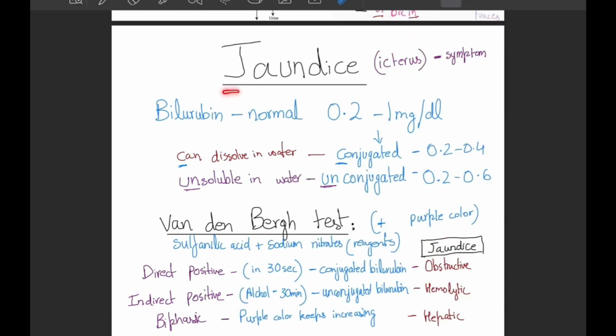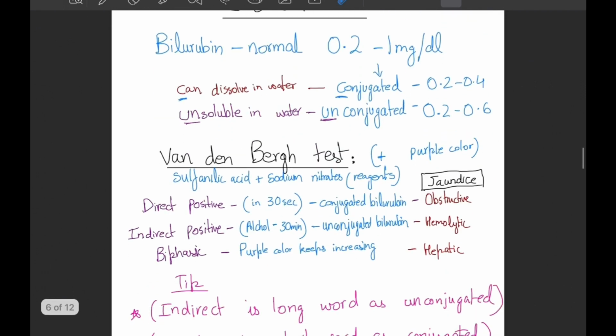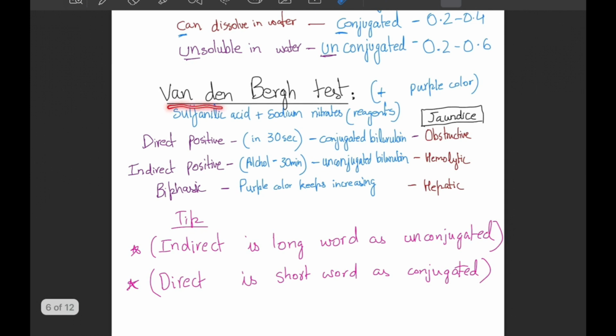Next we start off by talking about jaundice, and jaundice is also called icterus, and this is a symptom, not a disease. Bilirubin normally is between 0.2 to 1. Conjugated bilirubin is soluble in water, and unconjugated bilirubin is insoluble, and it's 0.2 to 0.6. Next we have the van den Bergh test, and if it is positive it has purple color.